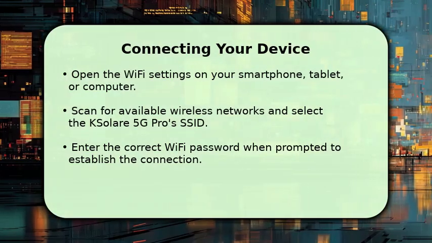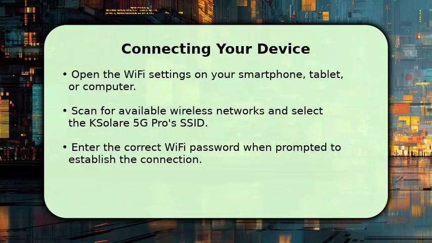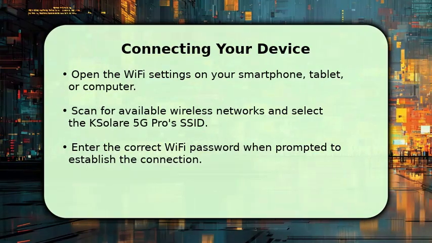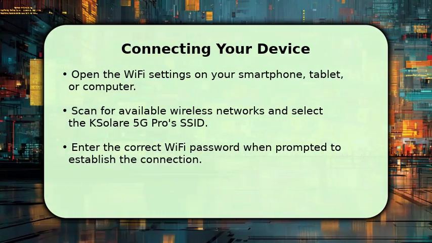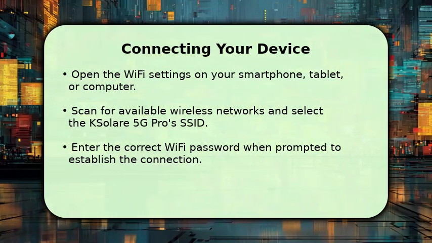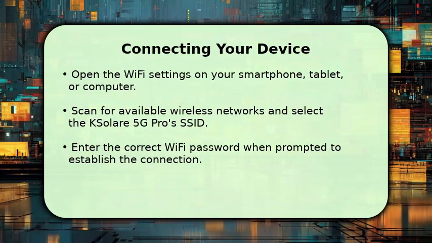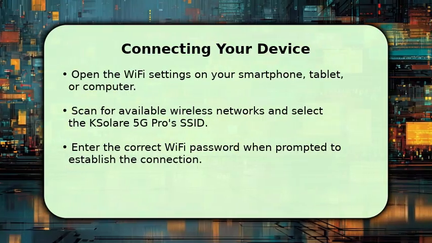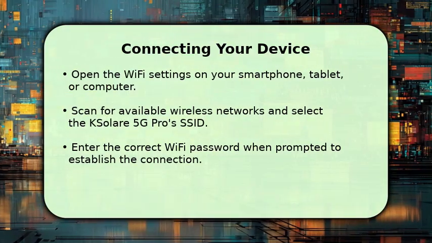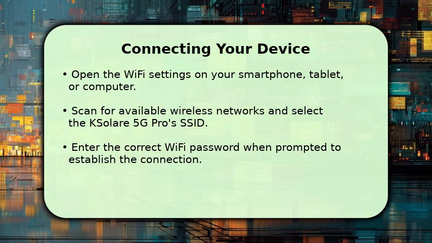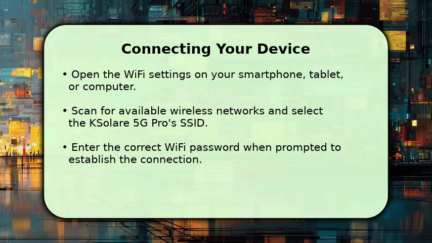Now let's get connected. On your smartphone, tablet, or computer, navigate to your Wi-Fi settings. You'll see a list of available networks. Look for the KSolare 5G Pro's specific network name and tap or click on it. When prompted, carefully enter your Wi-Fi password. Double-check for any typos. Once entered, your device should show a successful connection, often indicated by a Wi-Fi symbol with full bars.